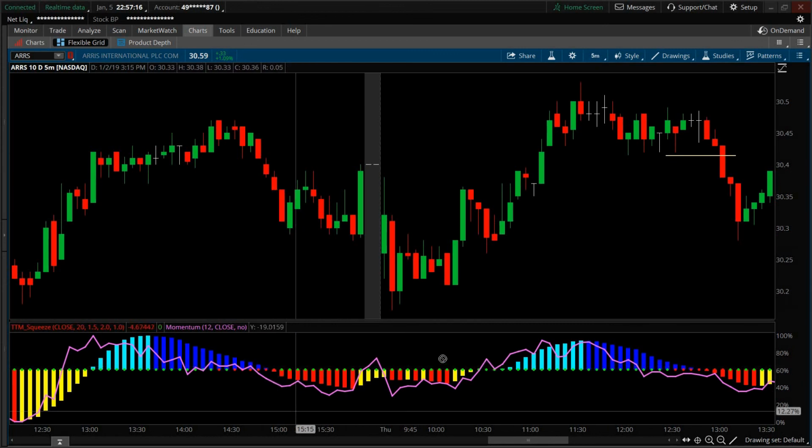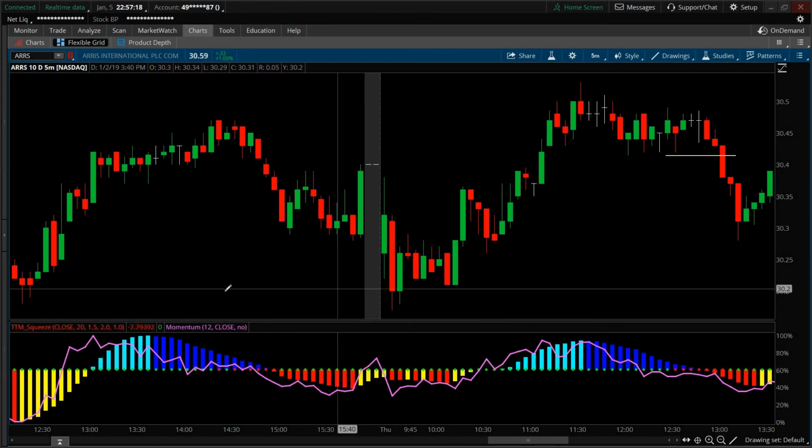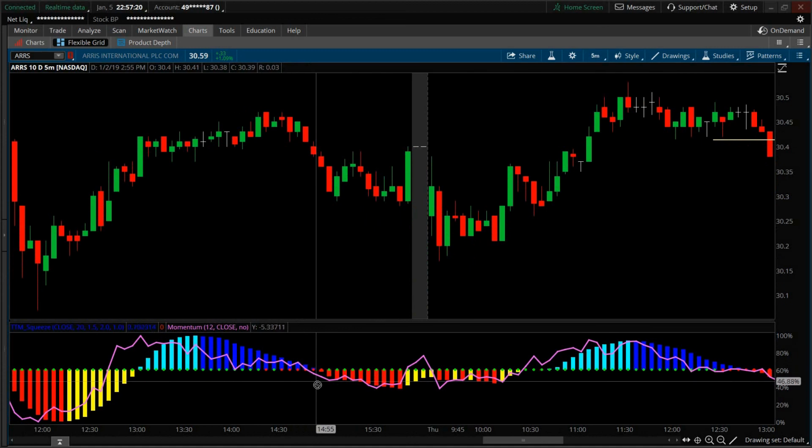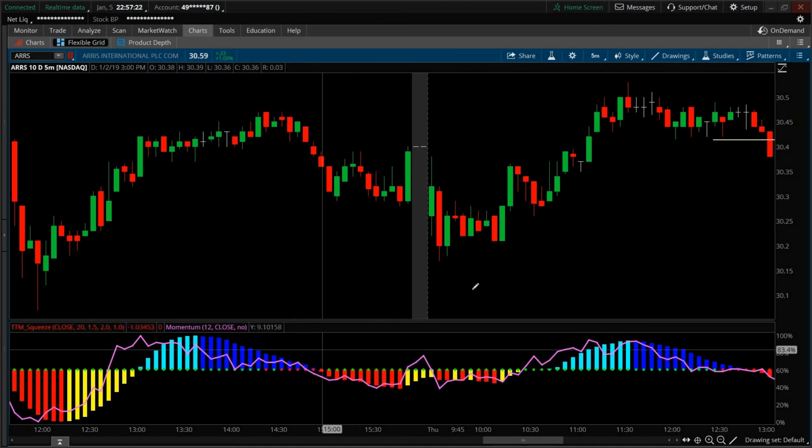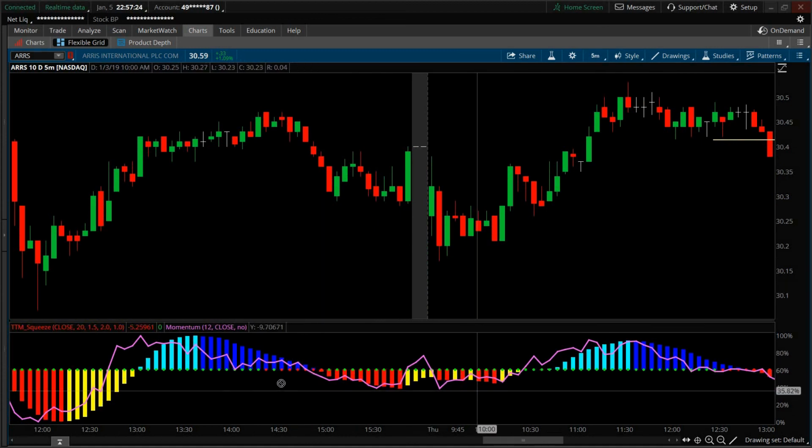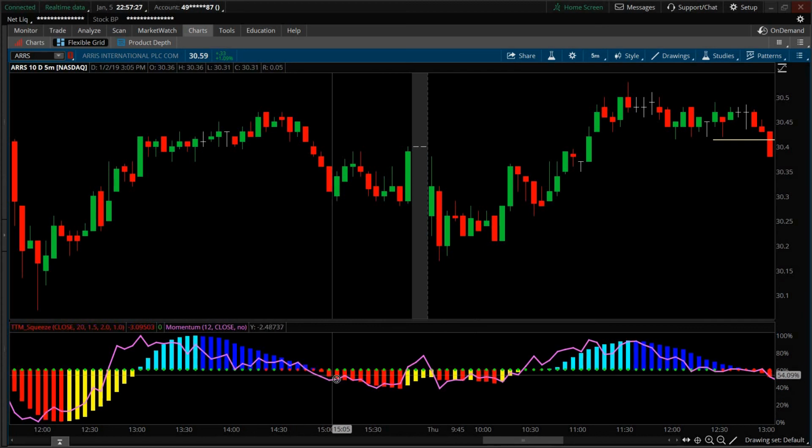Here's another squeeze. So this gives you ideas of how this works. Does it always work? No, nothing works 100% of the time. It gives you an idea, if you do see it, of which direction it's going to go. No indicator is 100% accurate, but it does give you an edge on the market.